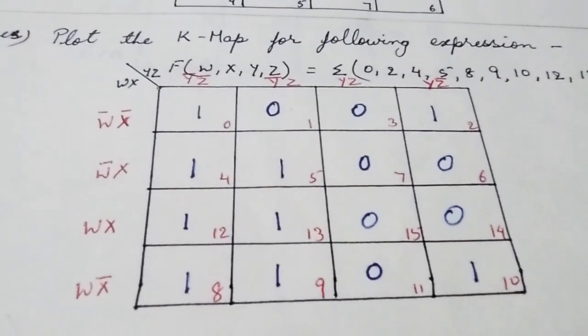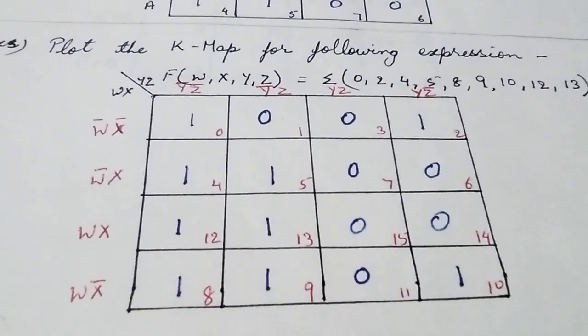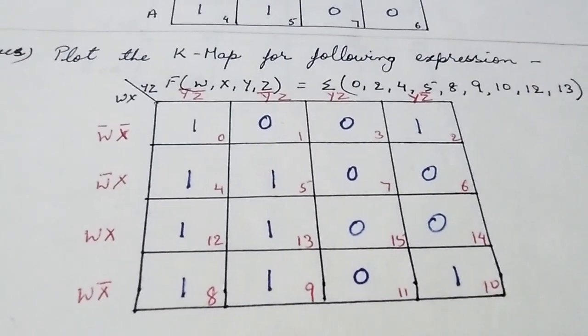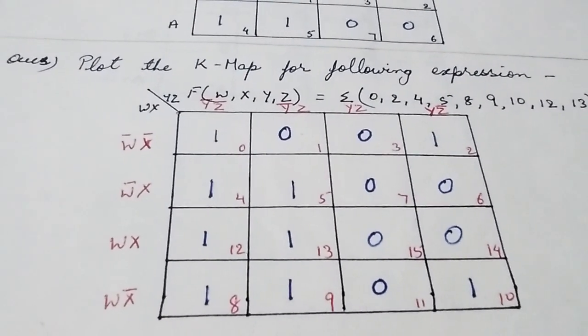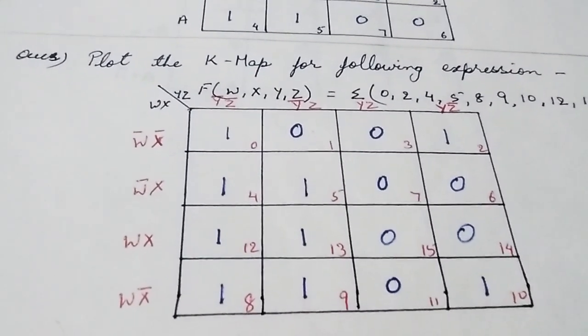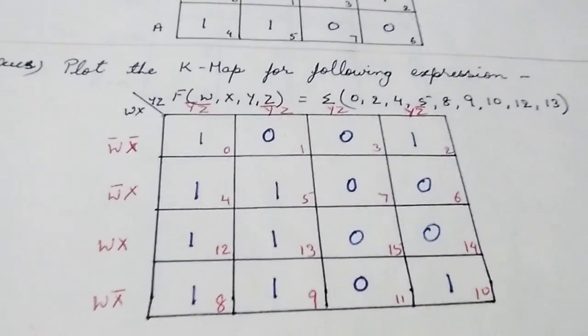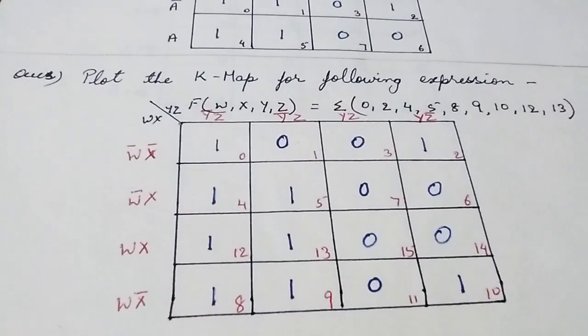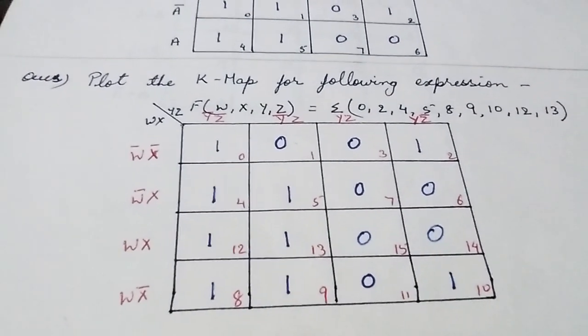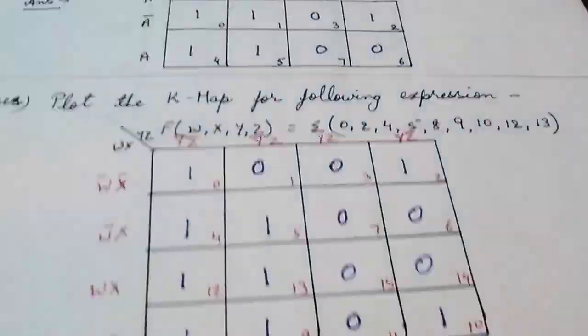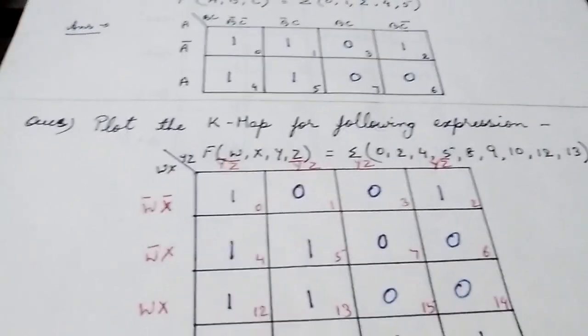So the work is not yet complete. We have to reduce it. For reducing, we do pairing of these ones. But that we will see in our next video. Here, we are just learning how to plot the K-maps of sum of products.